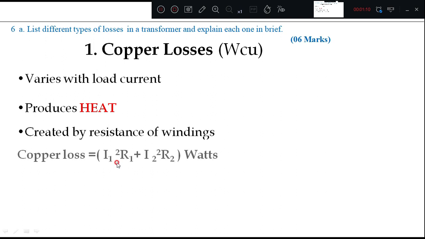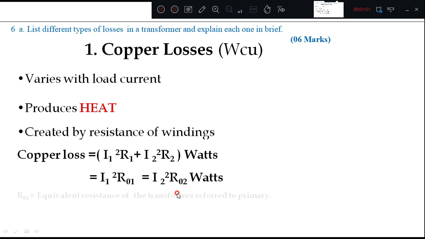Therefore, the total copper loss is expressed as I1 square R1, that is the copper loss in the primary winding, and I2 square R2, that is the copper loss in the secondary winding. It can be expressed referred to either the primary or secondary side by converting to the equivalent resistance. That is I1 square RO1, or I2 square RO2, where RO1 is the equivalent resistance of the whole transformer referred to the primary side. Therefore, I1 square into RO1 is the total copper loss. Similarly, if you want to express it on the secondary side, it is I2 square RO2, where RO2 is the equivalent resistance of the transformer referred to the secondary side.